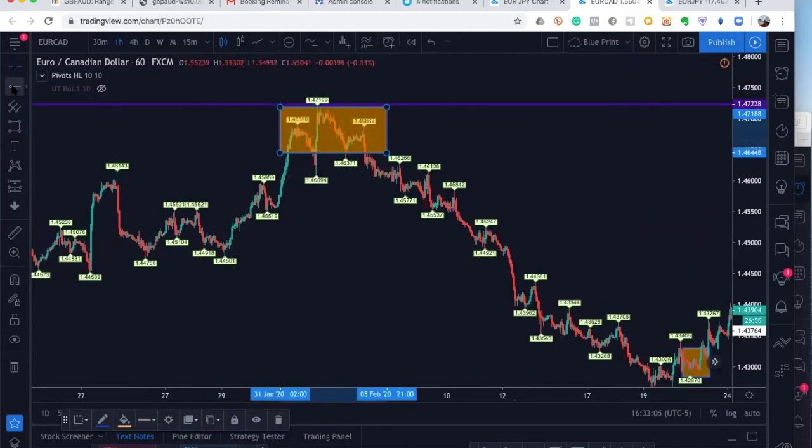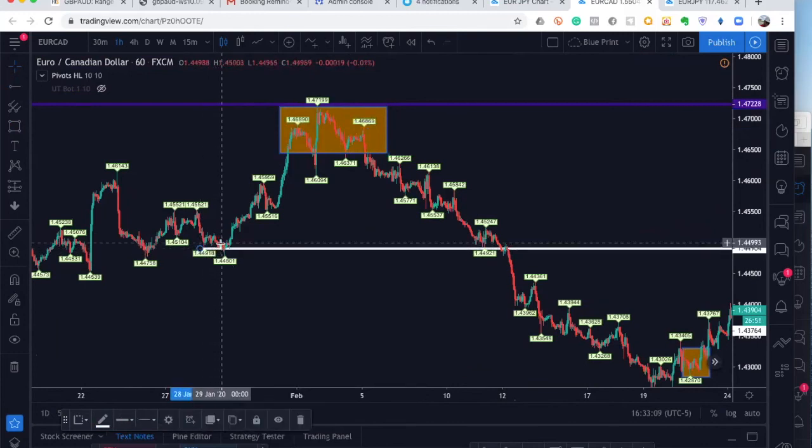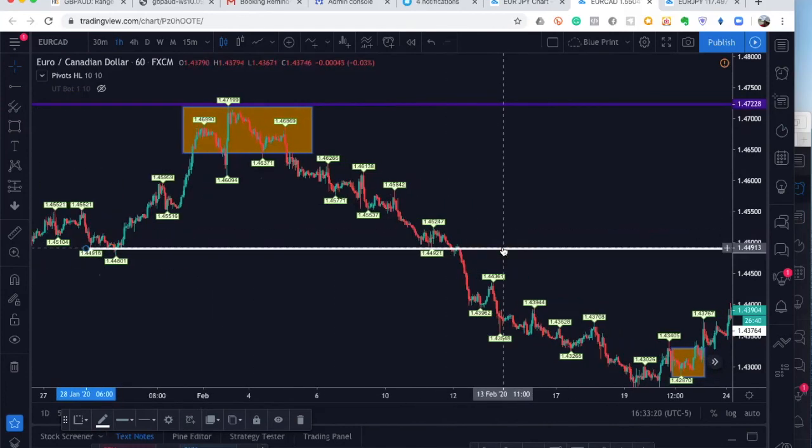And then guess what it did? It came to this area right here. Look, it came right back. It hit it, and look what it did. It came right back to it. But look at this here.